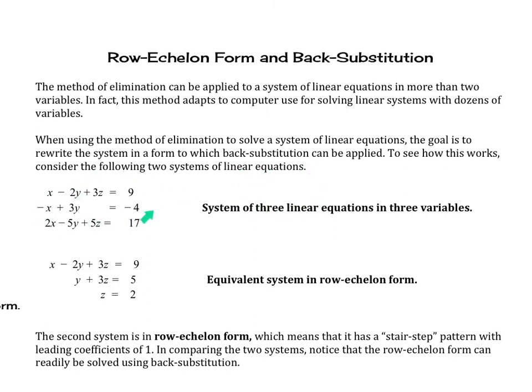So here's a system of three linear equations in three variables, and then this is the equivalent system in row echelon form. This is what we're going to be working with. The second system is in row echelon form, which means that it has a stair-step pattern with leading coefficients of 1. So notice here, leading coefficients of 1. In comparing the two systems, notice that the row echelon form can readily be solved using back substitution.